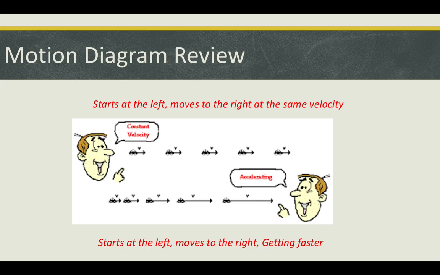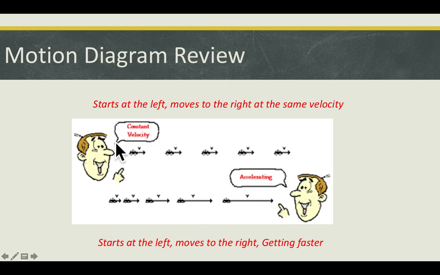So let's review motion diagrams. In this example, this shows a motion diagram for an object that begins on the left and moves toward the right. It's moving at the same velocity, and we know that because these velocity vectors are the same length. The one on the bottom also begins on the left, moves toward the right, and those velocity vectors are getting longer, so we know that that one is getting faster.